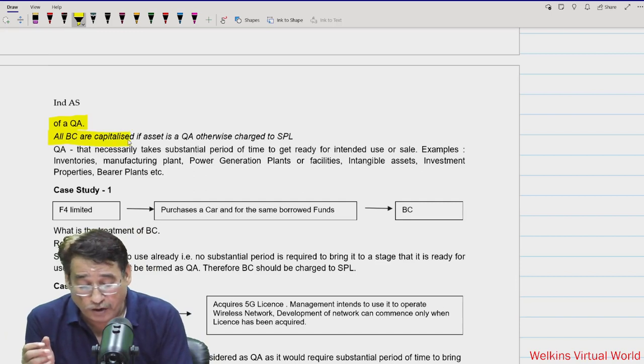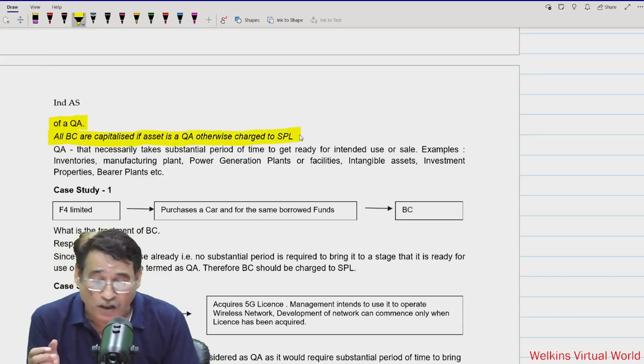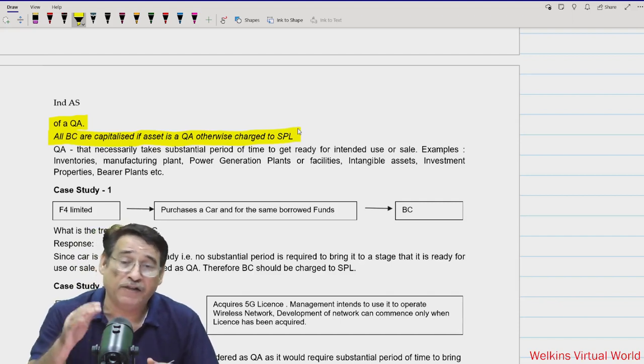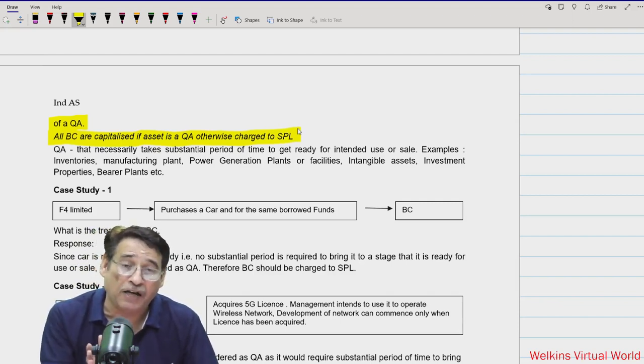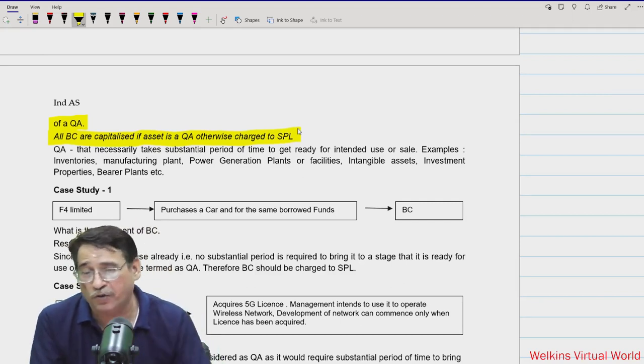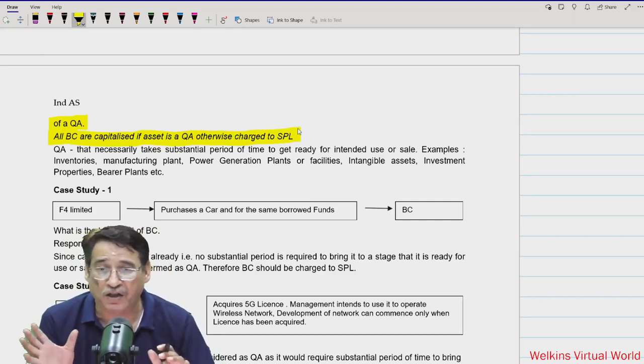All borrowing costs are capitalized if the asset is qualifying, I've already told you. An asset will not be qualifying once it gets completed. After that, whatever interest or borrowing cost we incur will be charged to the statement of profit or loss account. Is it clear to you or not?